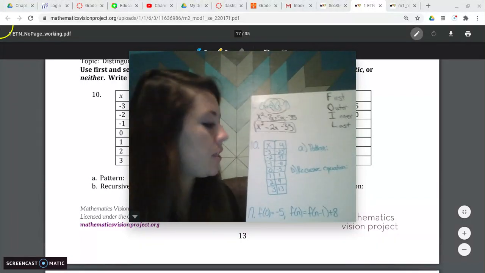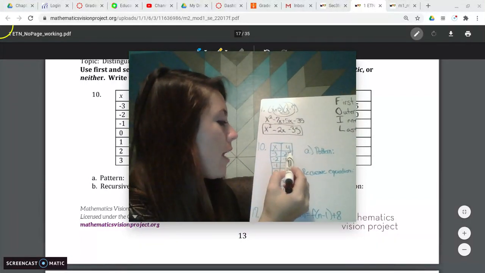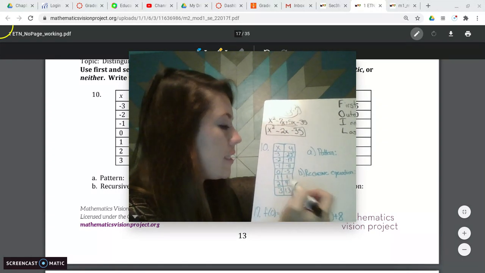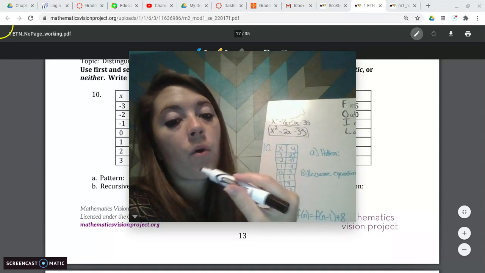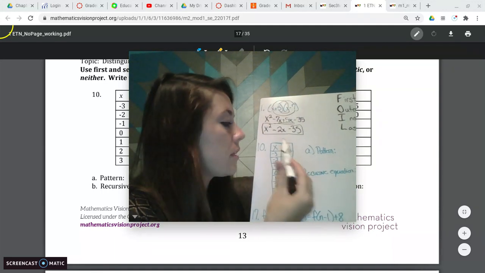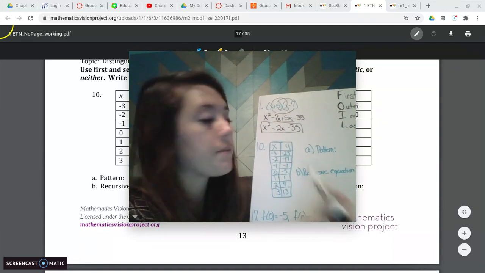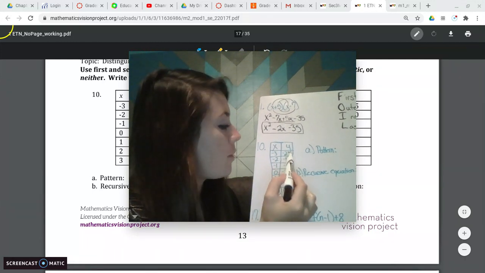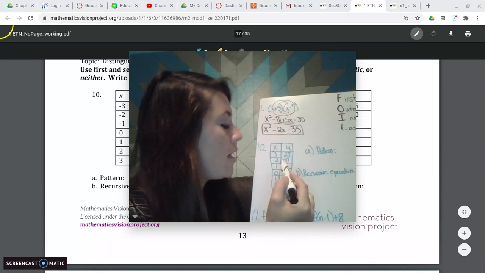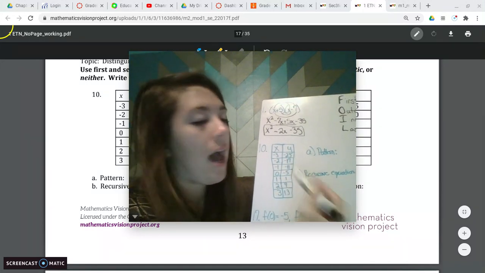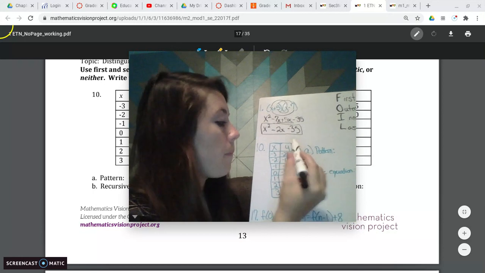So for number 10, we're going to be looking at our y values to see, are we going up by the same amount every time by adding or subtracting, or is it using multiplication? So we're looking at our first differences. From negative 23 to negative 17, how much did we go up?